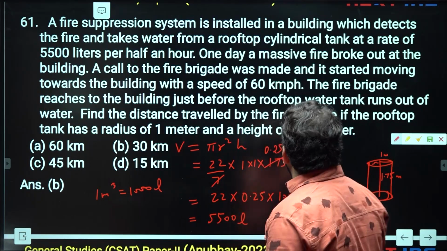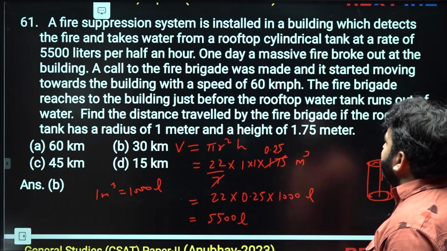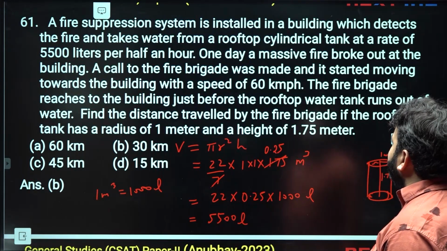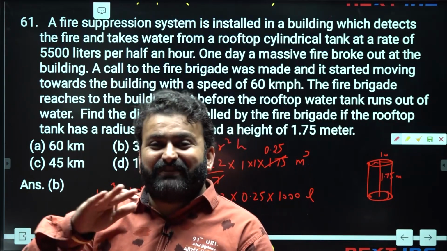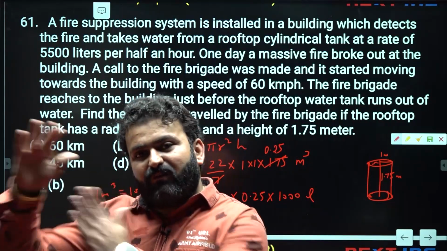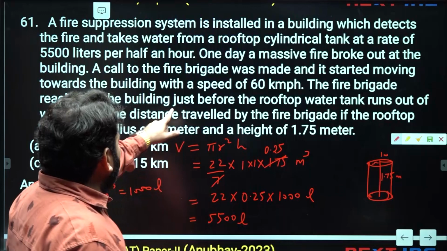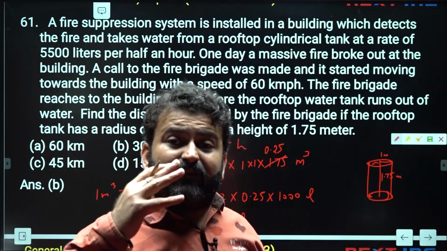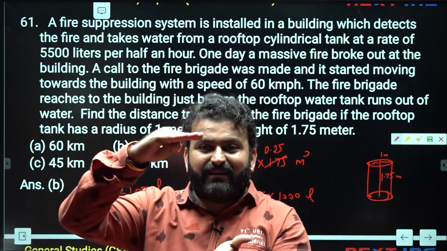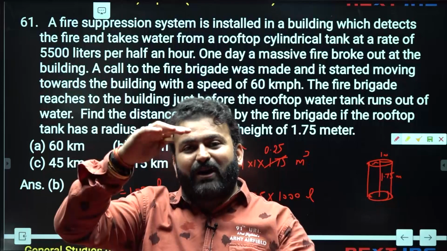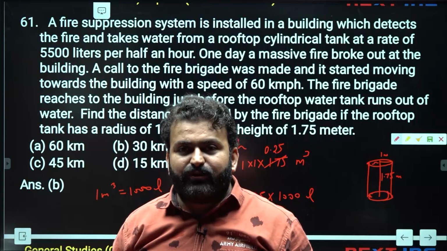Now you know, here in this case it takes water from the rooftop cylindrical tank at the rate of 5500 liter per half an hour. Now here in this case 5500 liter volume है और 5500 liter ही water it is taking out in half an hour. And now here in this case, it is given that when the fire brigade reaches, it was about to explode. तब देखो जैसे ही water empty हुआ after that it will explode. The about to explode means what? ये total 5500 liters it has released.